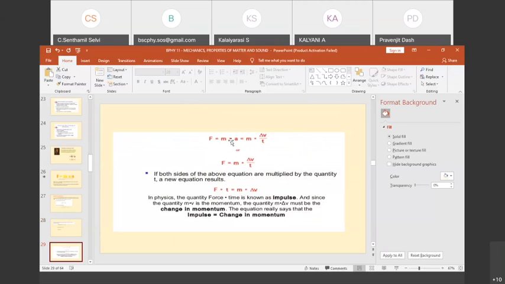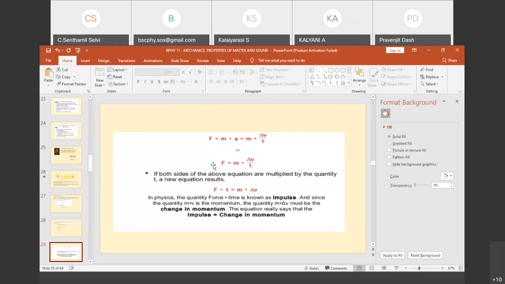Already I told you, M into acceleration. What is acceleration? Rate of change of velocity, difference in velocity, or we can say shift in velocity, or change in velocity with respect to time. So M into del V by T, or you can say F is equal to M into del V by T.